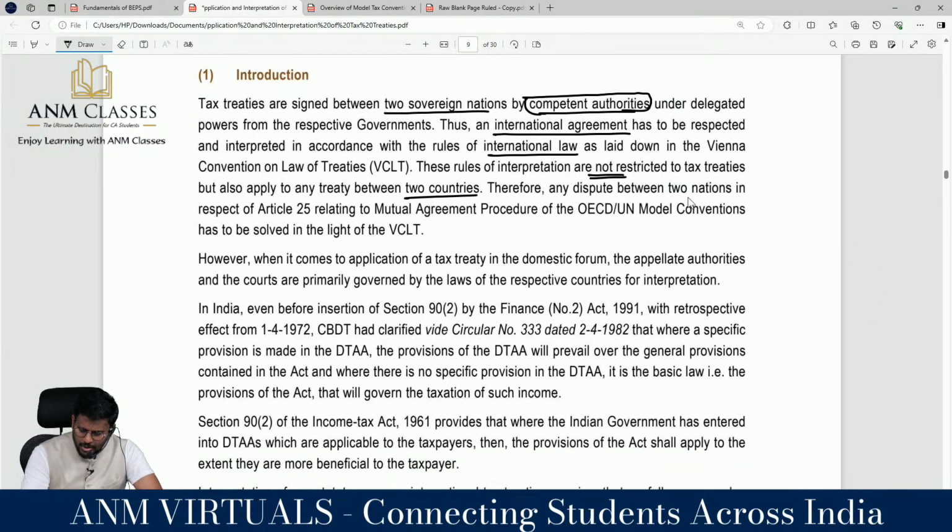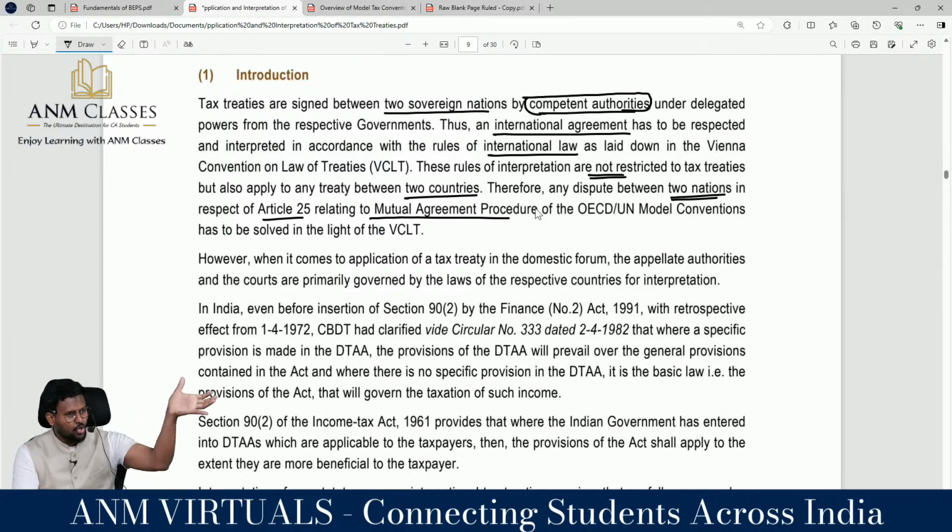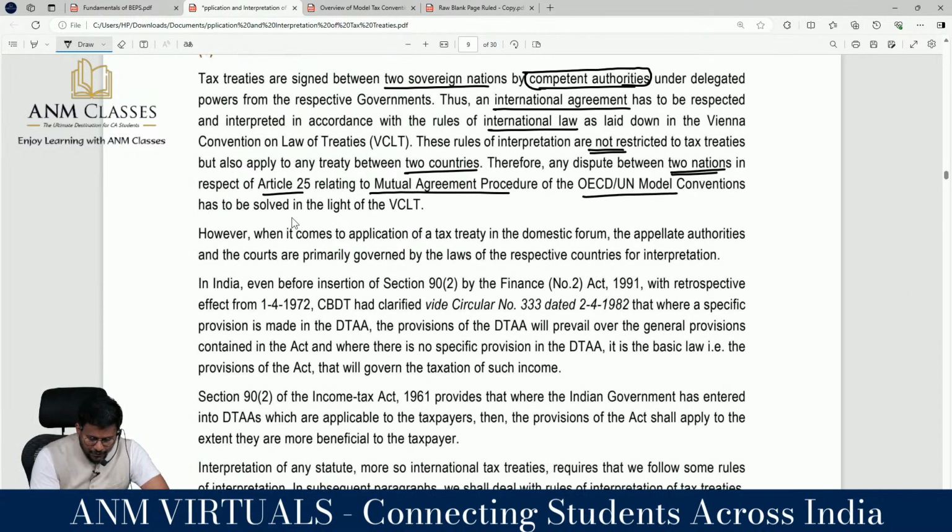Therefore, any dispute between nations in respect of Article 25 relating to MAP, what is MAP? Mutual Agreement Procedure. Yesterday we talked about the articles, correct? In that, Article 25 is MAP. Of the OECD or UN model convention, it has to be solved in the light of the VCLT. That means, if after entering into a treaty, two countries have any difference of opinion, any fight, this is not the way in which you have to interpret the treaty. This is not what we thought when we signed the agreement.